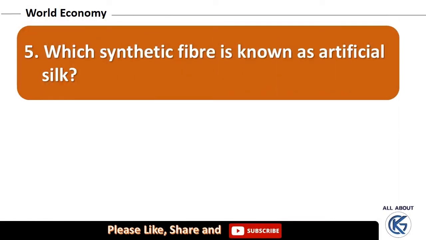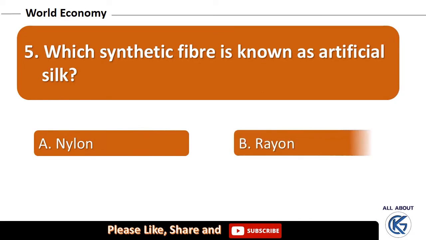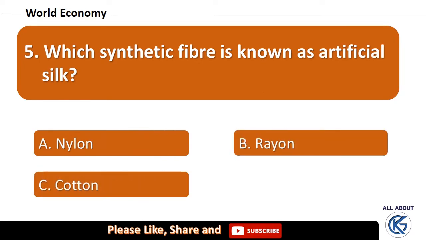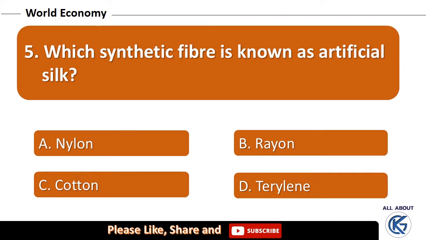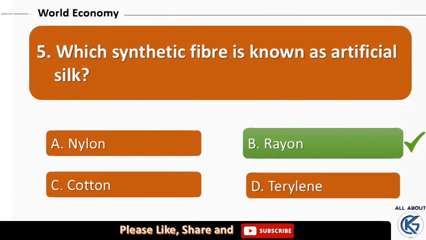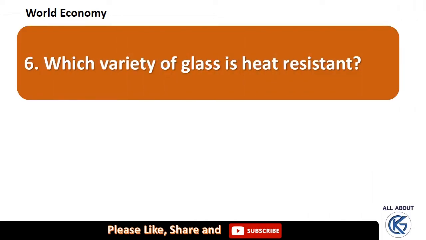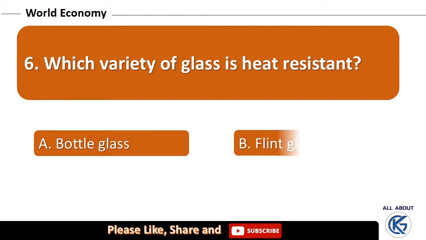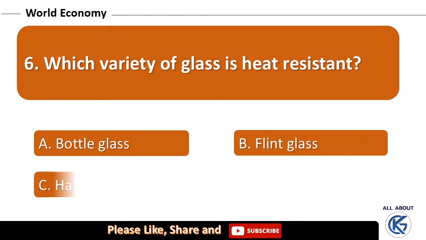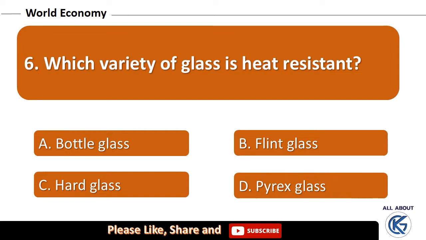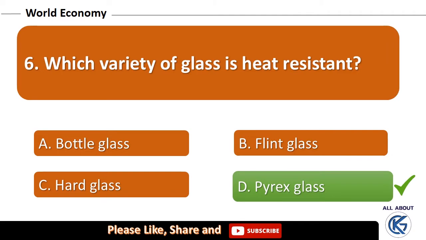Question number 5. Which synthetic fiber is known as artificial silk? The options are nylon, rayon, cotton, terylene. The right answer is rayon. Question number 6. Which variety of glass is heat resistant? The options are bottle glass, flint glass, hard glass, Pyrex glass. The right answer is Pyrex glass.